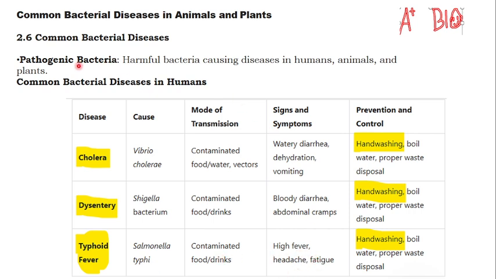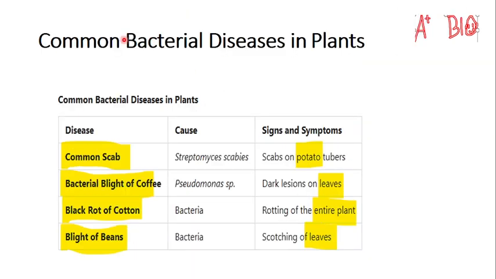Not only human beings, but bacteria can also cause disease in plants. Here are some diseases of plants caused by bacteria. One is common scab, caused by bacteria usually in potatoes. There is bacterial blight of coffee, usually a disease of the leaves. There is another disease called black rot of cotton, which also affects the entire plant. There is another called blight of beans, which affects the beans specifically in the leaves. So these are the diseases.